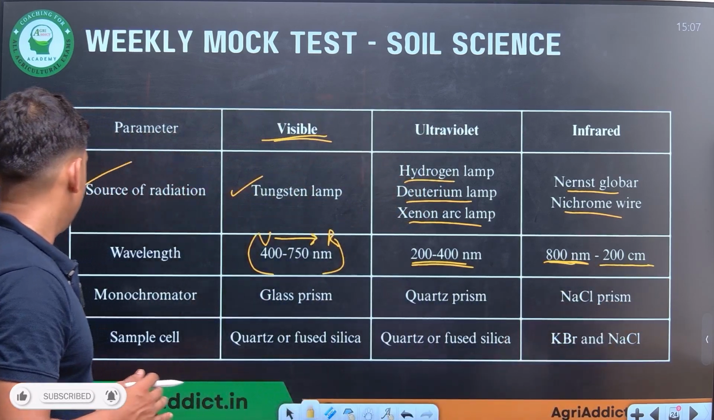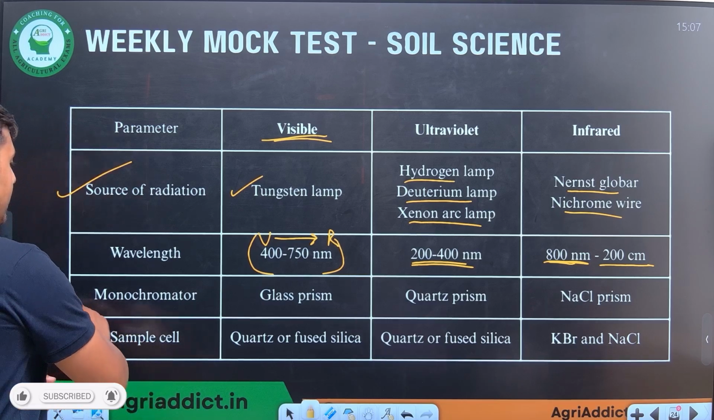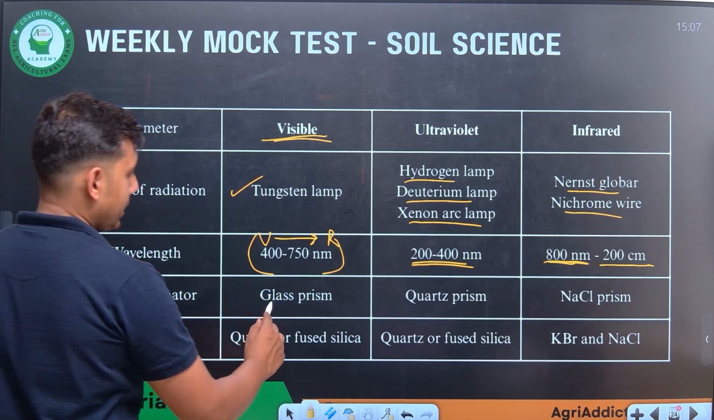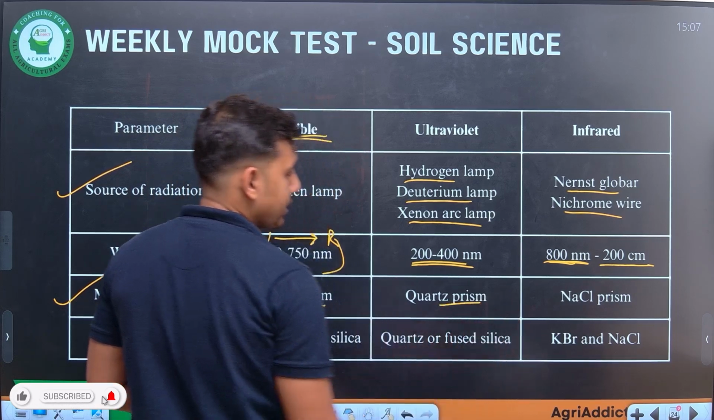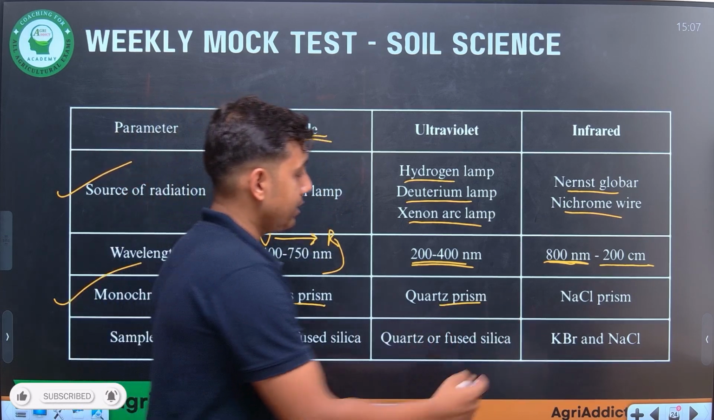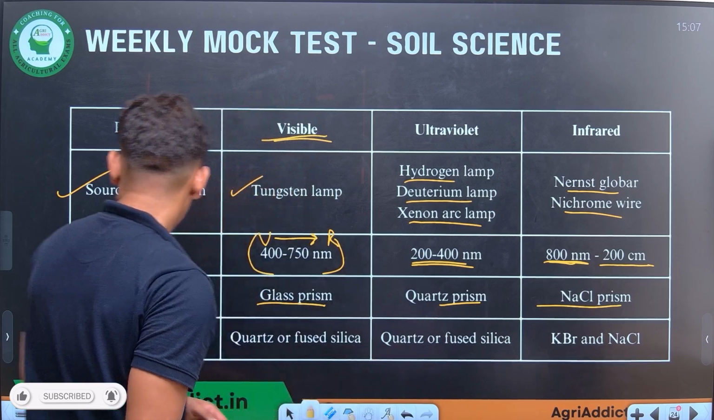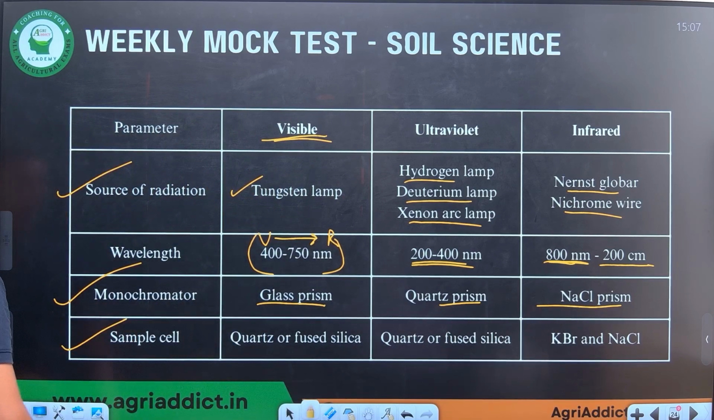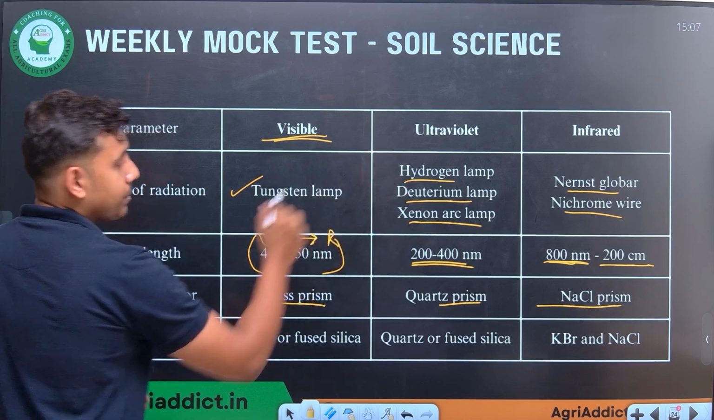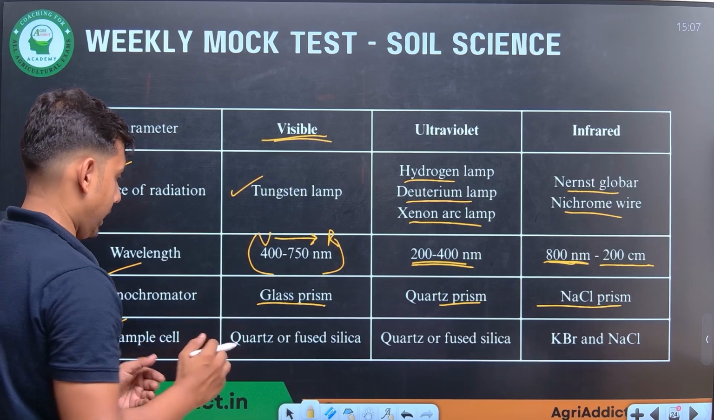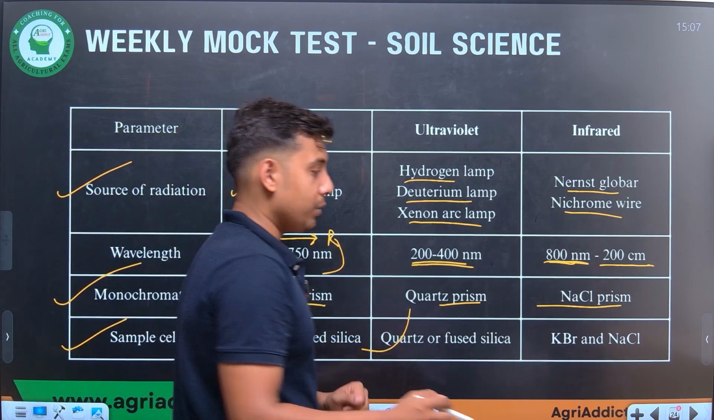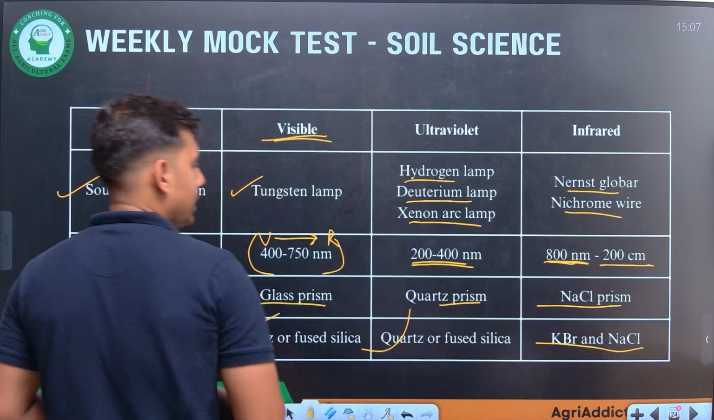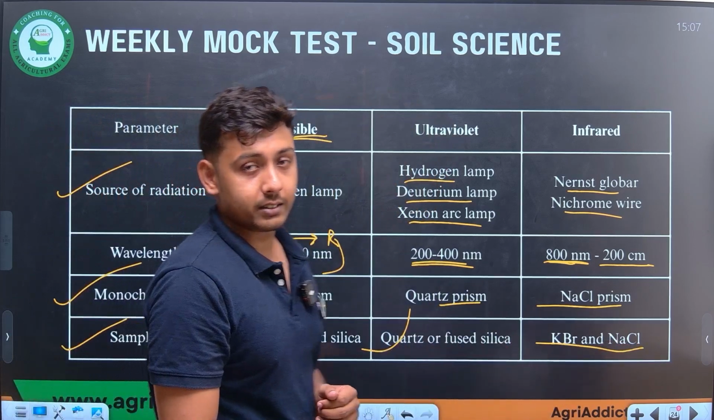Okay. And the monochromator that is used for visible is a glass prism, for ultraviolet it is a quartz prism, and for infrared it is a sodium chloride prism. And the sample cell we use in both cases, visible and ultraviolet, is quartz or fused silica. And for infrared we use KBr, that is potassium bromide, and NaCl.